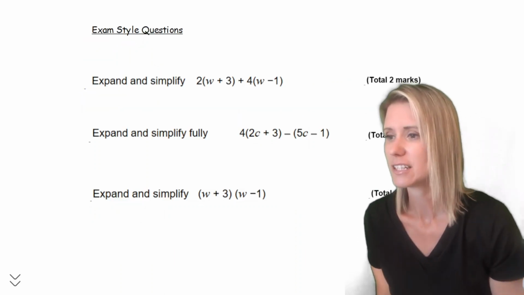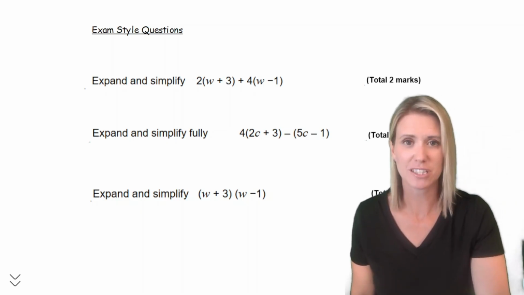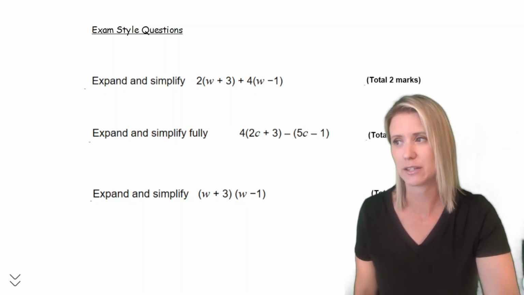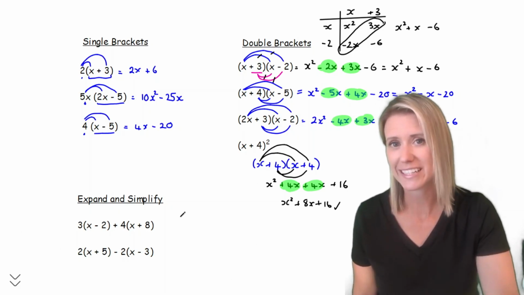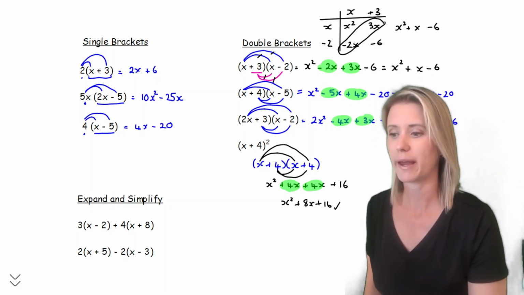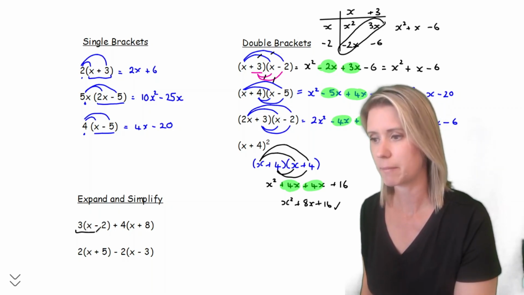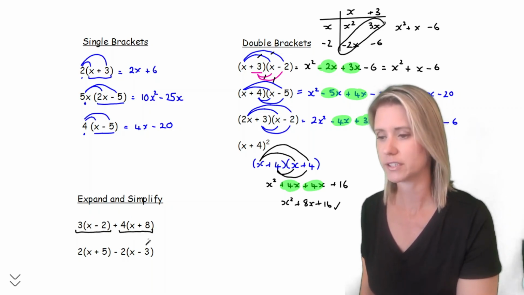Right, let's look at some exam style questions. You will see they're very similar to the ones we've been doing. I'm just going to show you what happens when we've got 2 single brackets that we are simplifying. And we're going to do that on this first. I want to show you a really common error. So we start by multiplying out the brackets separately. We start by multiplying out the 3 lots of x minus 2 and the 4 lots of x plus 8.